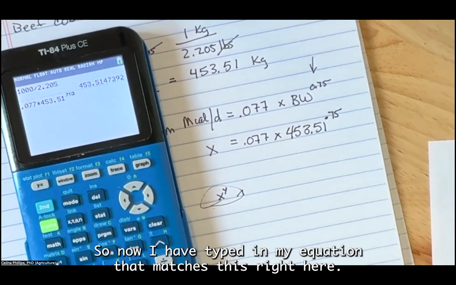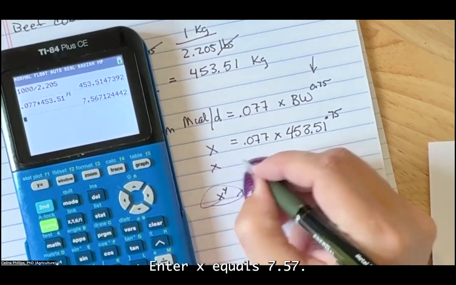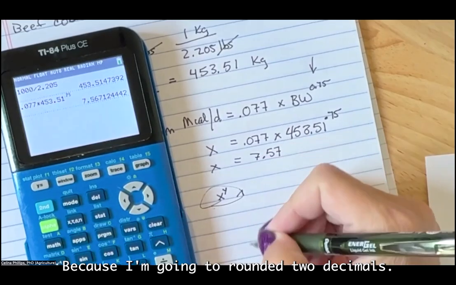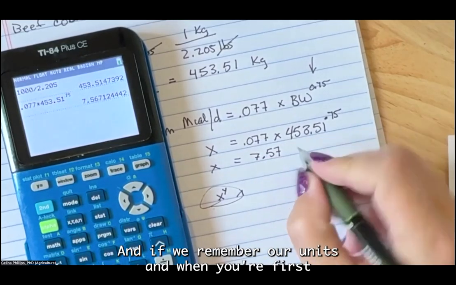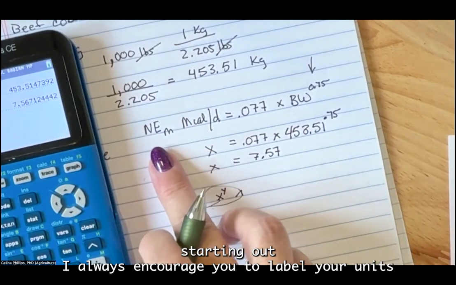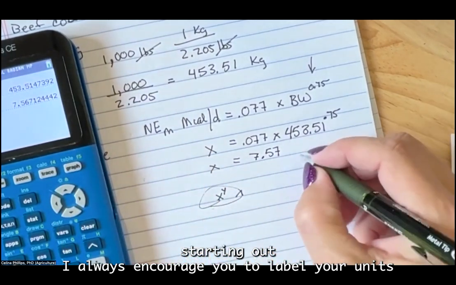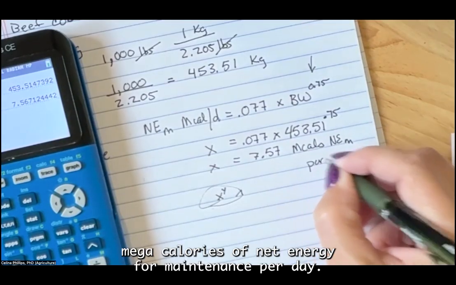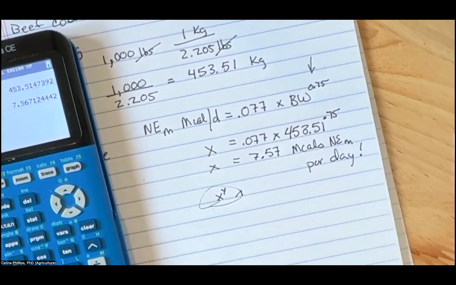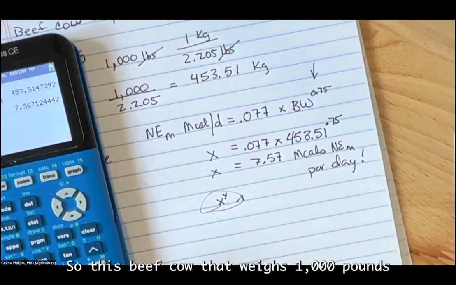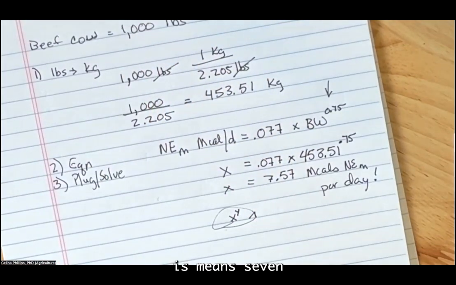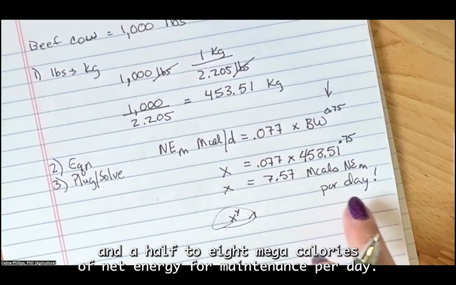So now I have typed in my equation that matches this right here. Enter. X equals 7.57, because I'm going to round to 2 decimals. That's just how my brain does it. And if we remember our units, when you're first starting out, I always encourage you to label your units: megacalories of net energy for maintenance per day. That's it. So this beef cow that weighs 1,000 pounds needs 7.5 to 8 megacalories of net energy for maintenance per day.